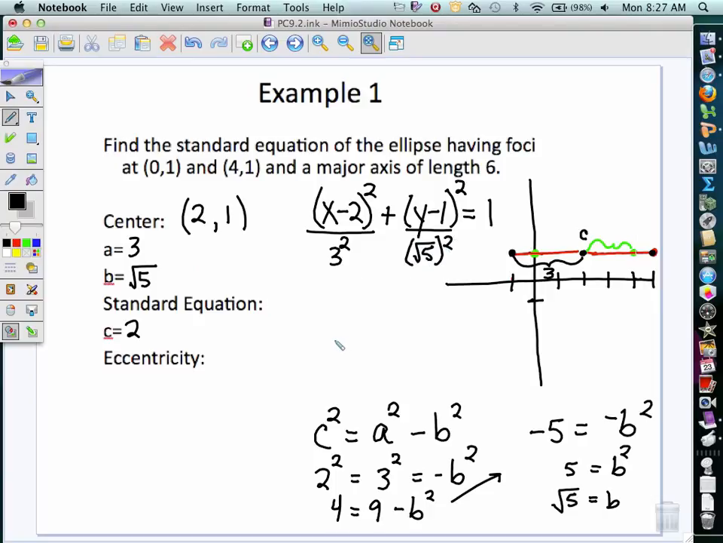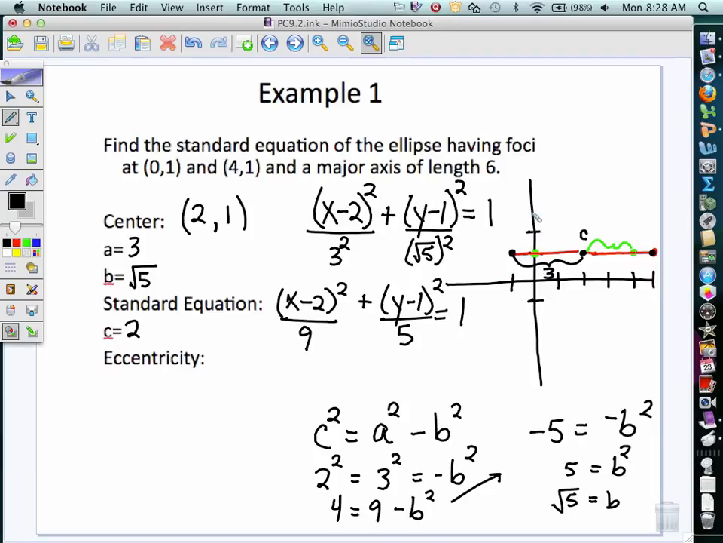So let's label that. b is the square root of 5, and if you put it into the formula, it would be the square root of 5 squared. So here's our standard equation. x minus 2 squared over 9 plus y minus 1 squared over 5 equals 1. Below your x's is the major axis value: the a value comes from the major axis, which is 3, and 3 squared is 9. And the minor axis below the y's, which is square root of 5 squared, equals 1. And there you have it.